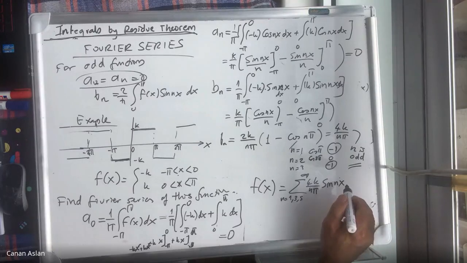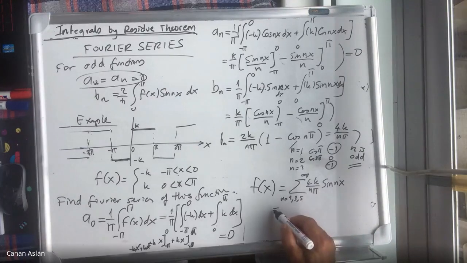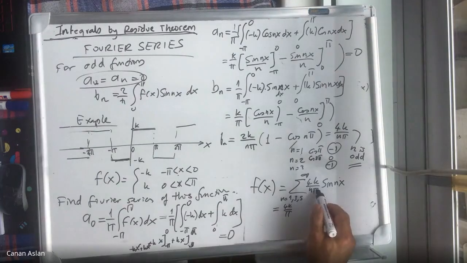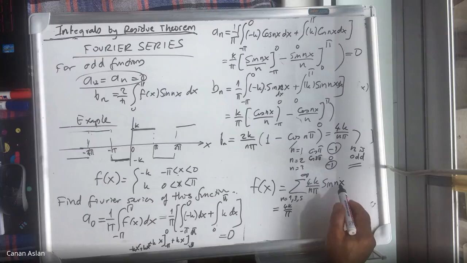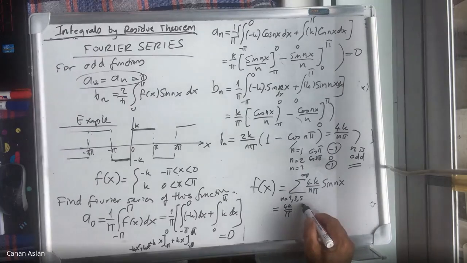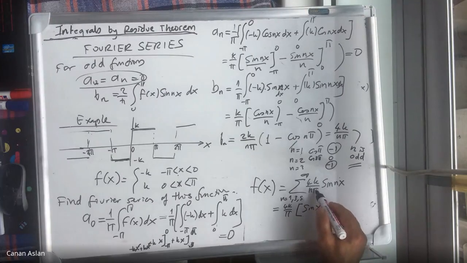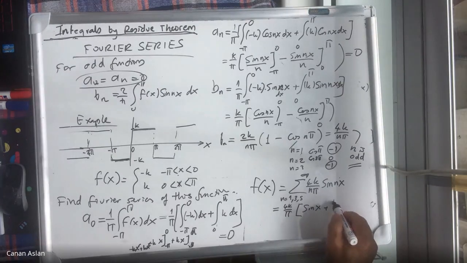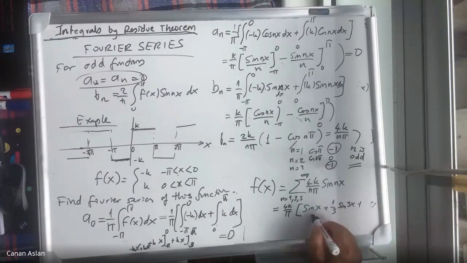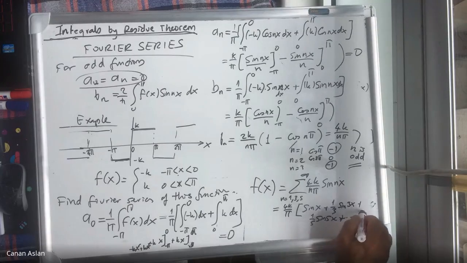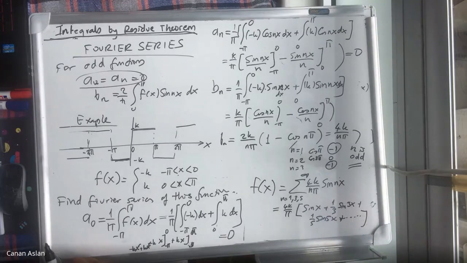Now we can run this sum, so we can see that if we do this, 4k over pi is constant, and the rest changes by sine nx over n. But now it's sine x, because n equals 1 gives you sine x, plus 1 over 3 sine 3x, plus 1 over 5 sine 5x, and so on. Infinitely many terms.